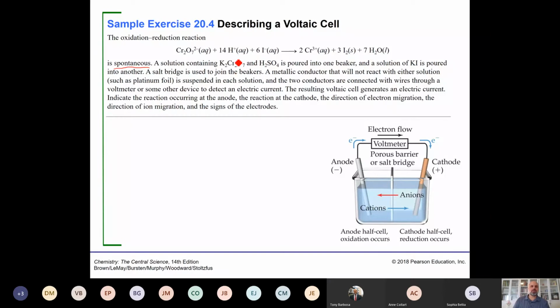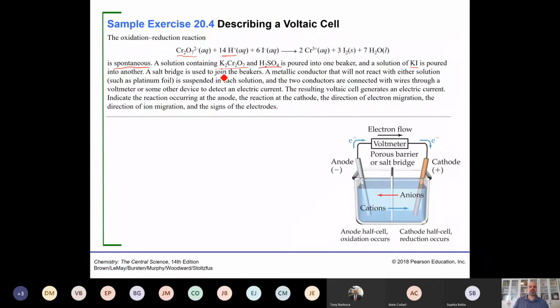Solution. So what they're doing is explaining what they're doing, right? They're dissolving potassium chromate, which is obviously where these ions come from. Potassium is just the spectator ion in the reaction, plus sulfuric acid, which is where these protons come from. The sulfate is just a spectator ion. They're pouring both of these into one beaker, and a solution of potassium iodide is poured into another. So they have two separate beakers. One has the chromate and the protons. The other one is where the iodide is.